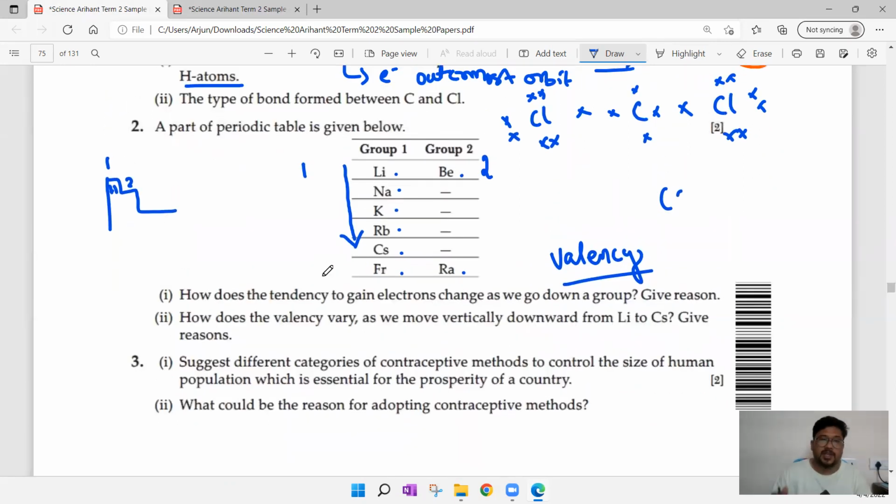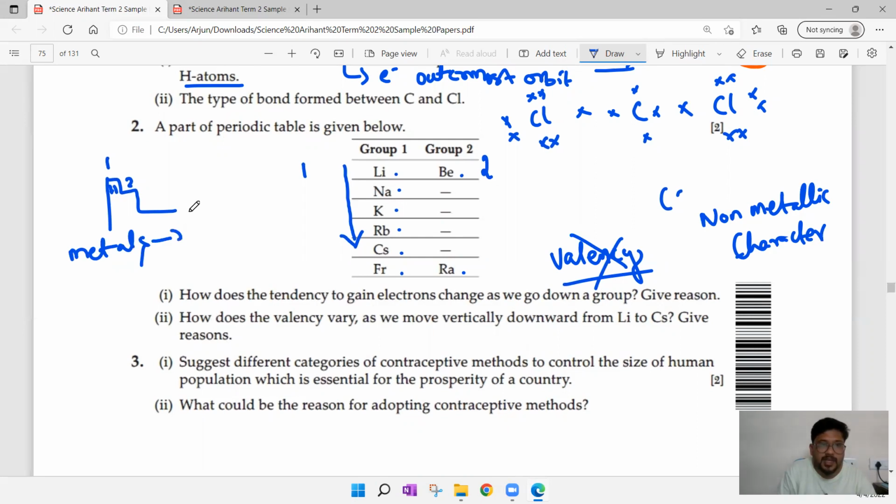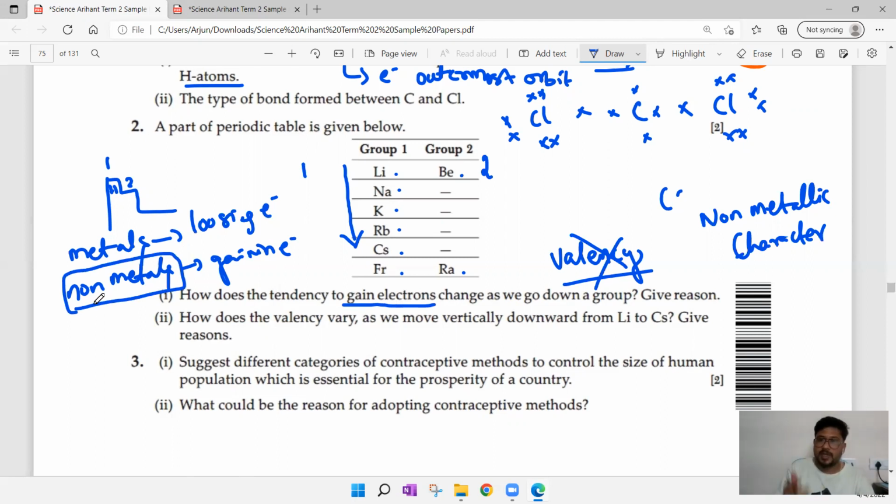Okay, fine. So simply to say, tendency to gain electrons. Sorry, they are not talking about the valency, they are talking about the non-metallic character. So how does the tendency to gain electrons change? Metals will always be losing electrons. Non-metals will be gaining electrons. Yeah, they're talking about gaining electrons, so we have to talk about non-metallic character.